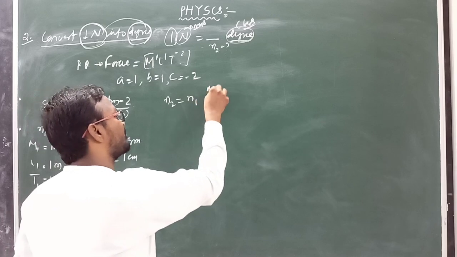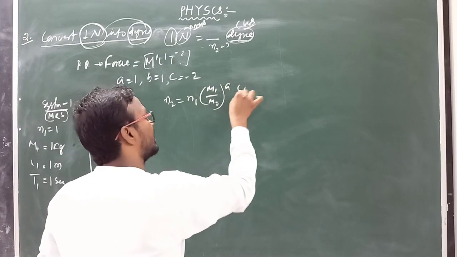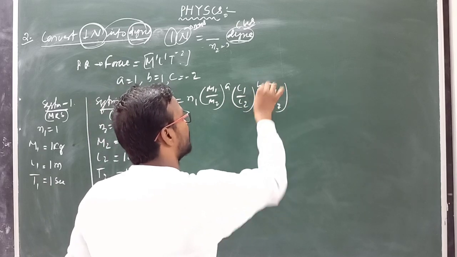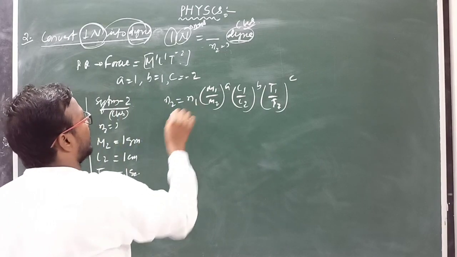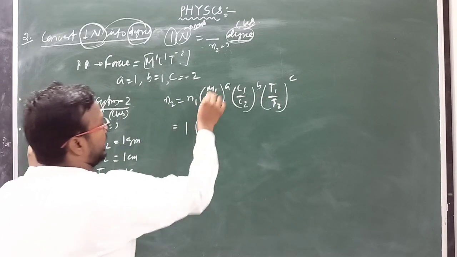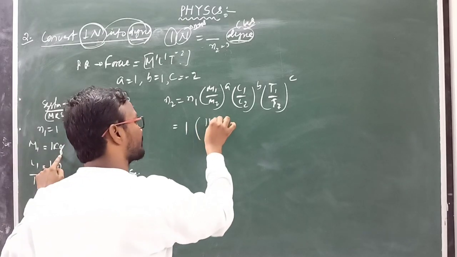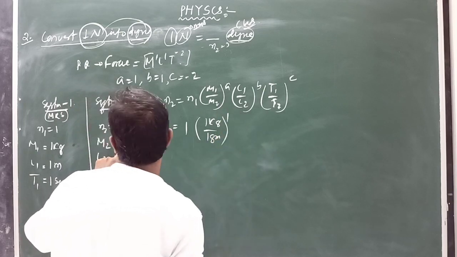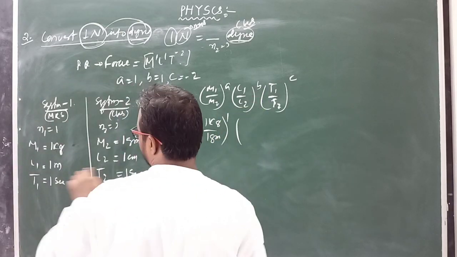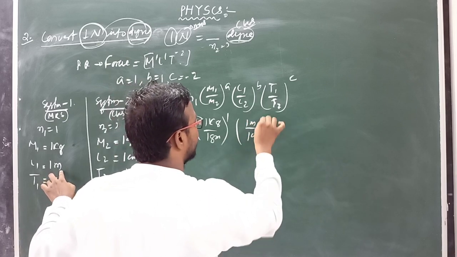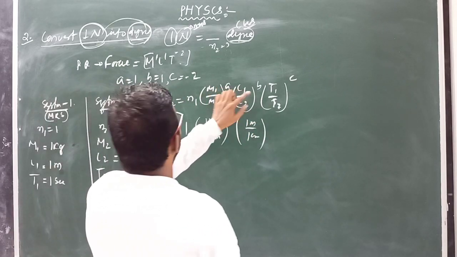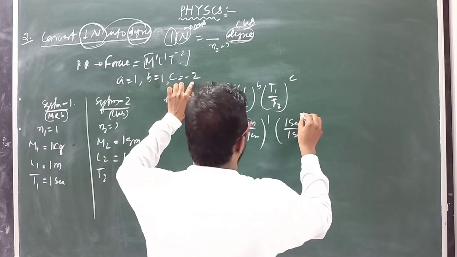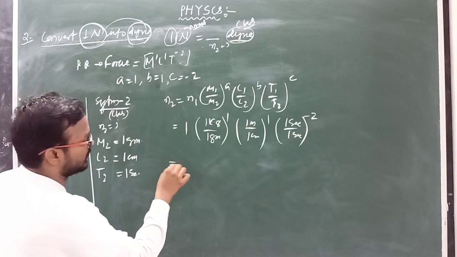N2 equals N1 times (M1 by M2) power a, times (L1 by L2) power b, times (T1 by T2) power c. Now use the values here. N1 is equal to 1, and M1 is 1 kg divided by M2, 1 gram, and power 1. Then L1 is 1 meter divided by 1 centimeter, and power b is equal to 1, and 1 second divided by 1 second, with power minus 2. Clear?